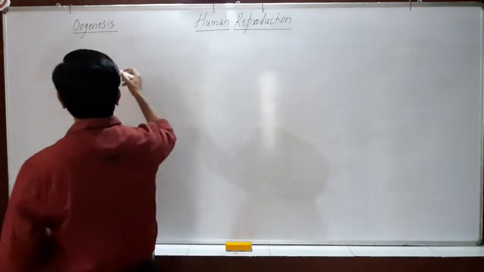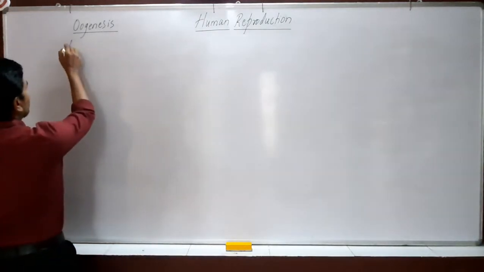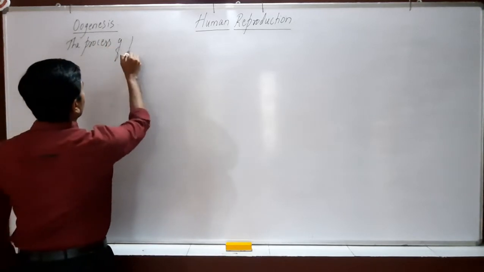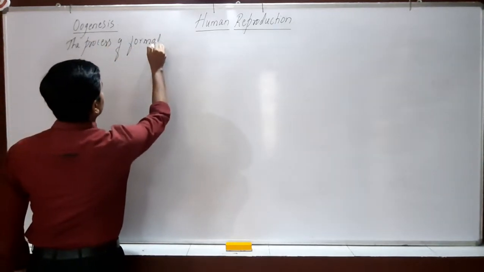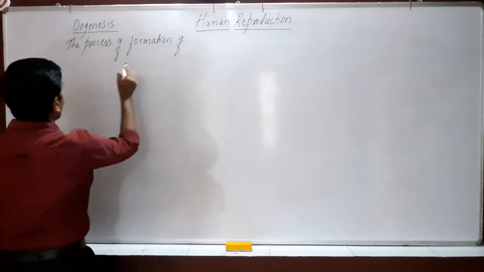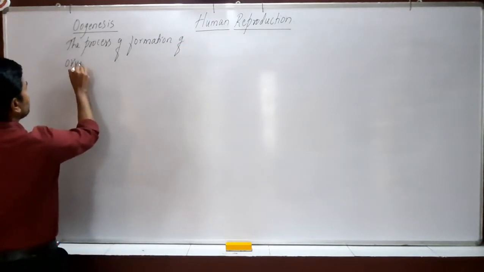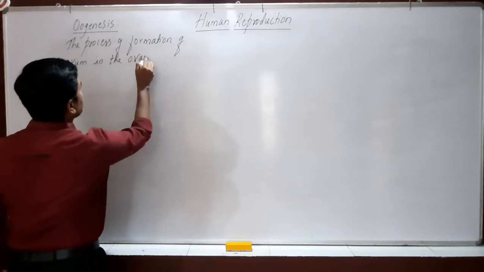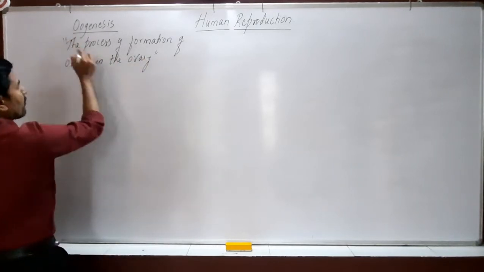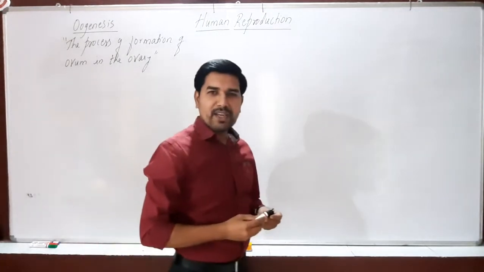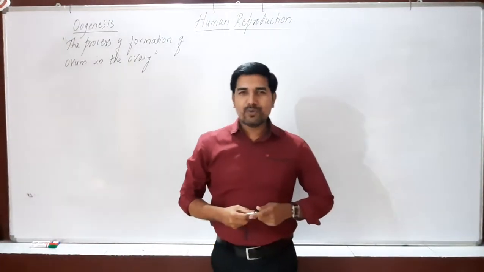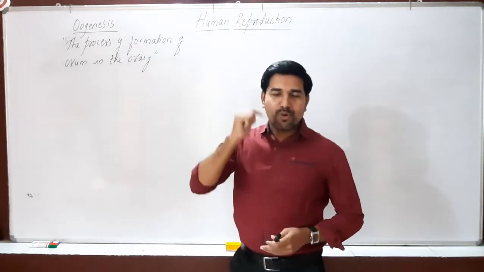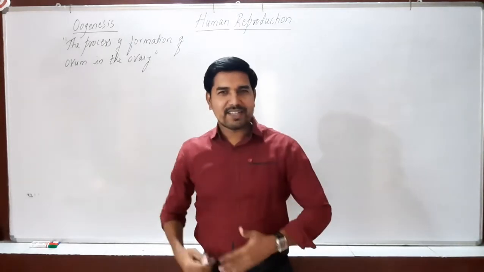Now let's look at the definition of oogenesis. The process of formation of ovum in the ovary is said to be oogenesis. The definition of gametogenesis also holds good for oogenesis.